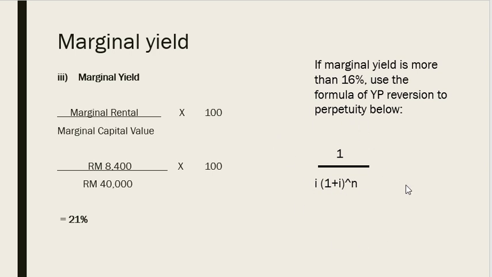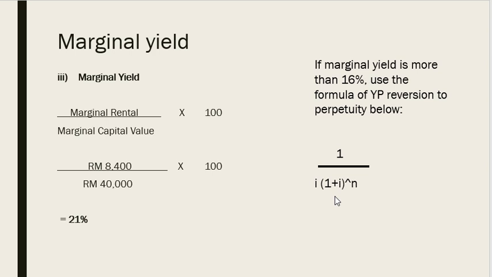Why? Because in the Parry's valuation investment table, the yield used in the book is only up to 16%. Because this marginal yield is more than 16%, we cannot use the book. Instead we are going to use this formula. The formula of YP reversion to perpetuity is as below: 1 divided by I, times A. So 1 divided by I would be the yield, in this case the marginal yield, times A.